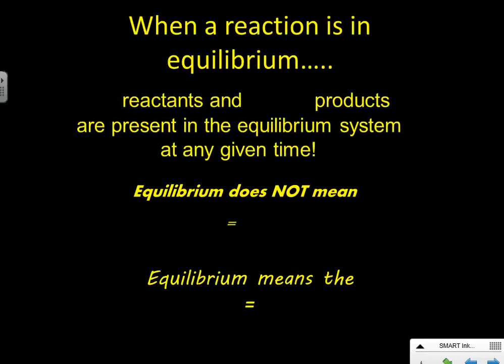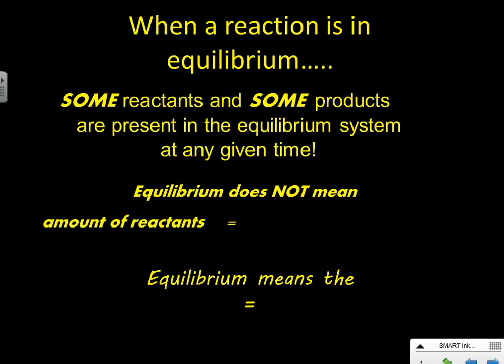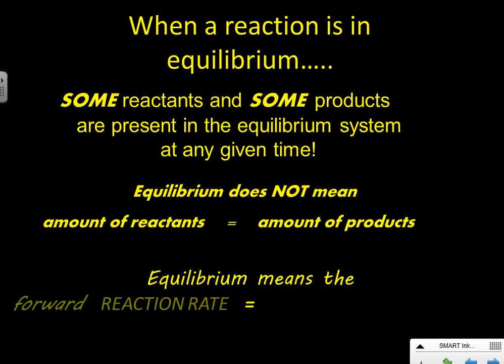When the reaction is in equilibrium, some reactants and some products are both present in the equilibrium system at any given time. What equilibrium does not mean is that the amount of reactants is equal to the amount of products. That is not a true statement. Equilibrium does mean that the forward reaction rate is happening at the same speed as the reverse reaction rate.